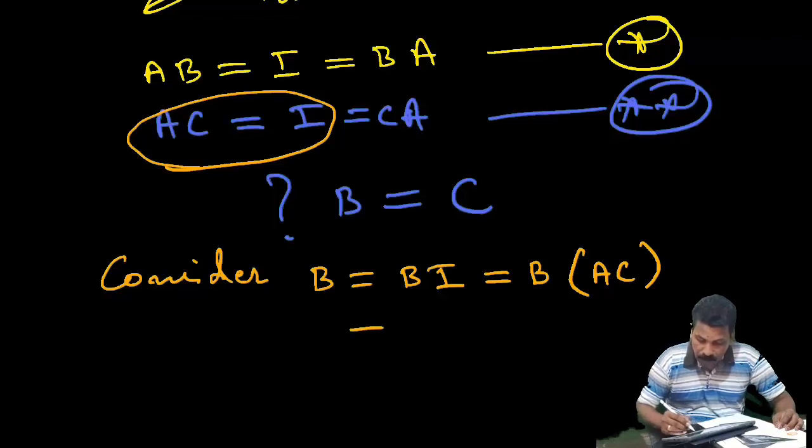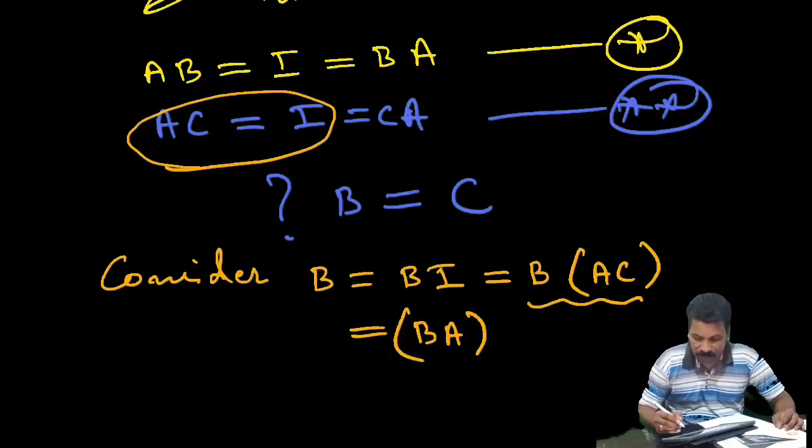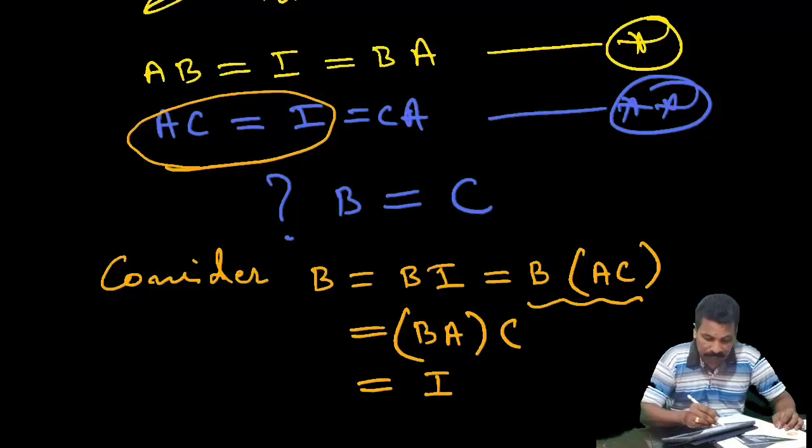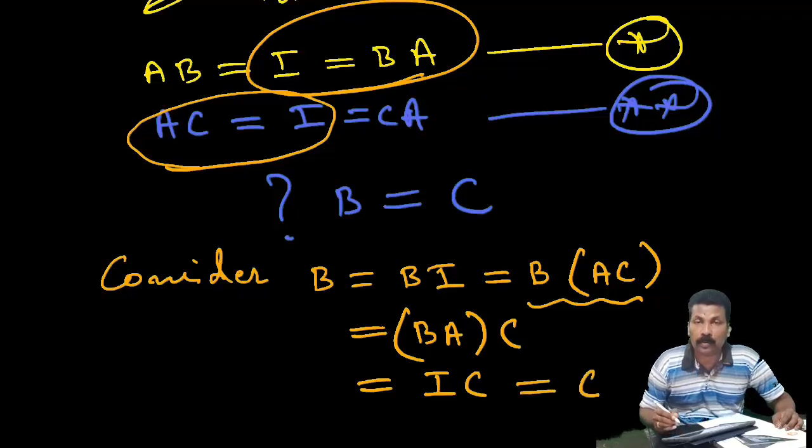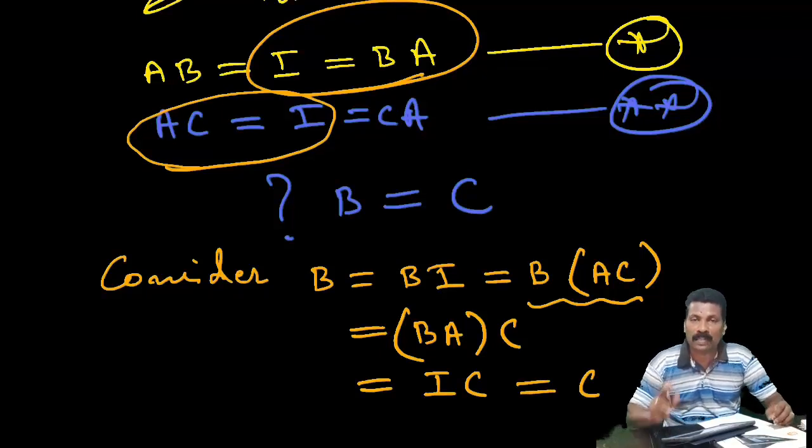And now here we can apply associative law. Associative law says B into A into C is the same as B into AC. So BA into C. What is BA? BA is I. So we can write IC. And identity matrix into C is C. So we could prove that B is equal to C.